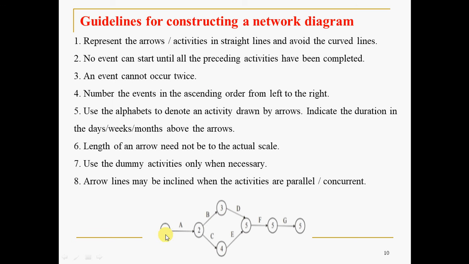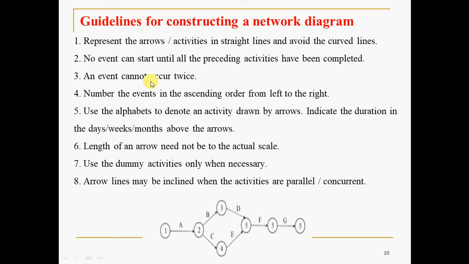Here we have 1, 2, 3, 4, 5, 6, and 7, where the events are nodes, whereas A, B, C, D, E, F, G are the activities, please note. Now all these have been followed. These are straight lines, and as per the last point, arrow lines may be inclined when they are concurrent activities. For example, B and C are concurrent activities, hence they are drawn with slope lines. D and E are also concurrent activities, so hence slope lines. Nowhere is a curve used.